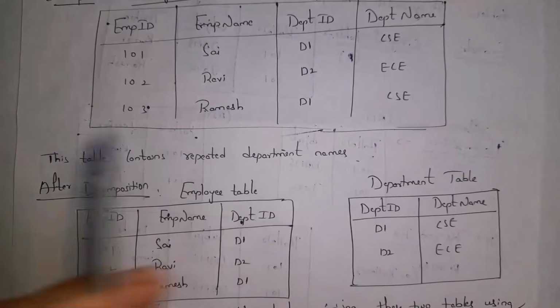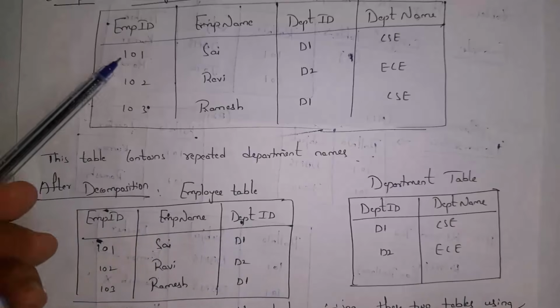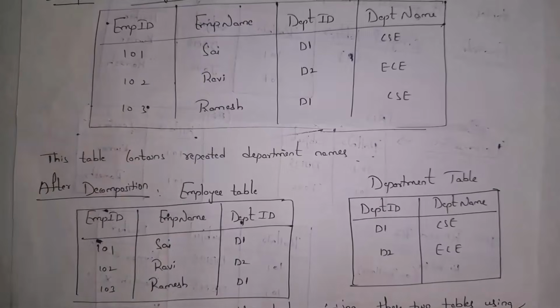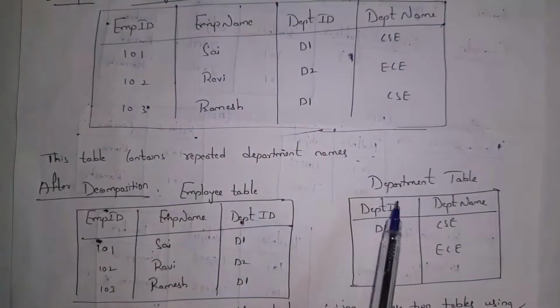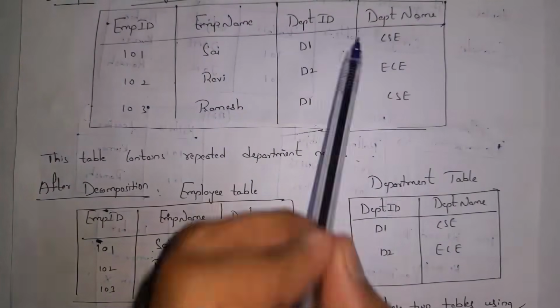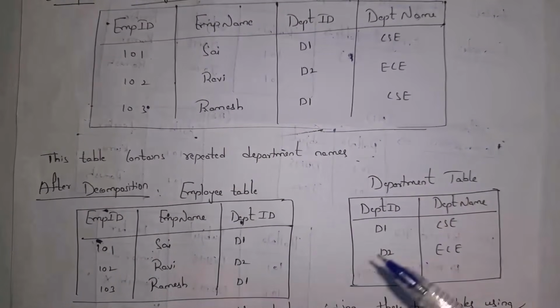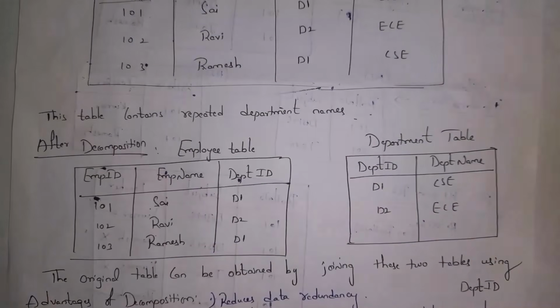So first table contains employee ID, employee name and department ID: 101, 102, 103, Sai, Ravi, Ramesh and D1, D2, D1. Now again, second table contains two parts like department ID and department name. So department ID D1 CSC and D2 EC. As D1 is repeated twice, we can include only once. Now duplicate value is removed. And if you want to construct original table again, we can combine these two smaller tables based on department ID column. So original table can be obtained again by combining these two smaller tables using department ID.